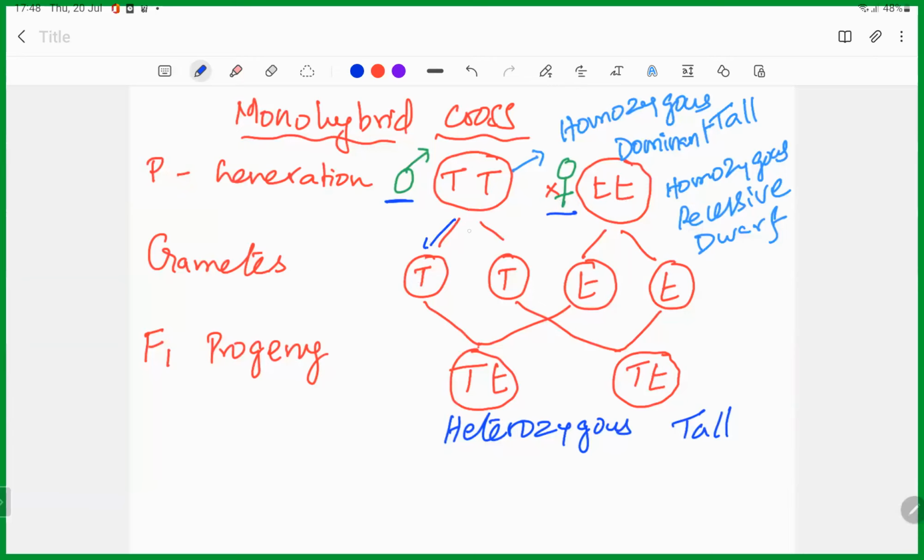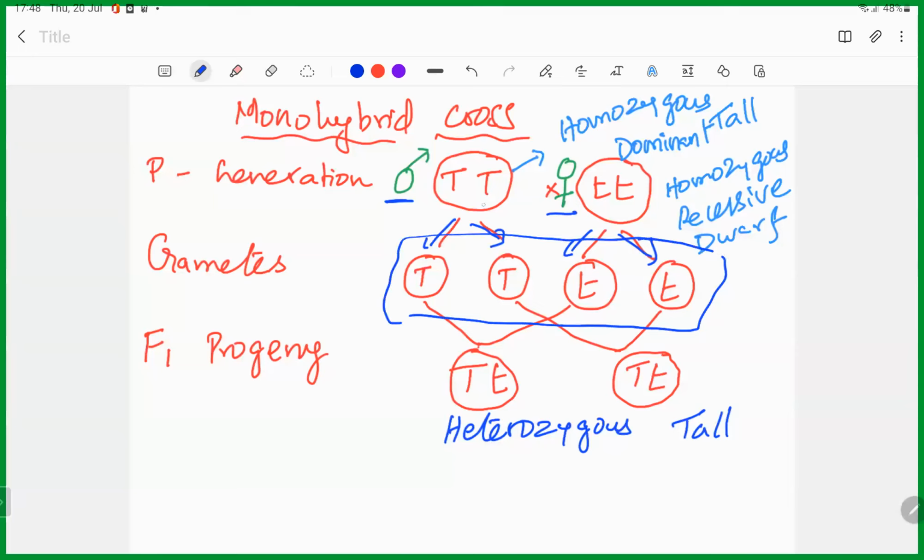Okay, this T separated like this, and this T separated like this. And now the F1 progeny. The F1 progeny are formed when these two parents are crossed. The progeny will have a genotype like this only. This is just to understand.